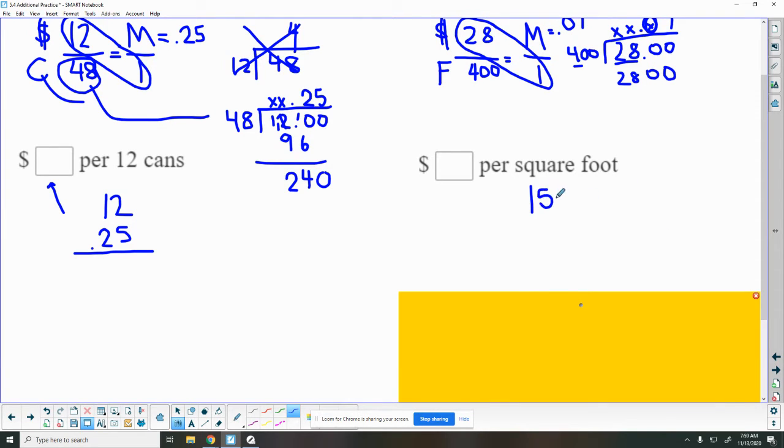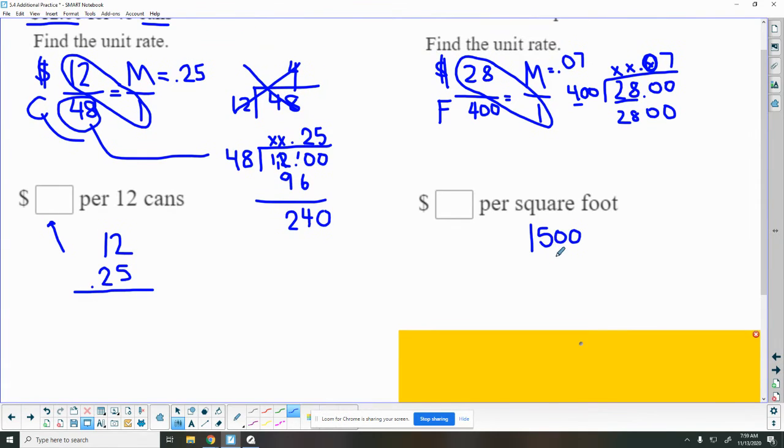So now, I pulled the wrong problem. It wants to know how much 1,500 square feet are. So I take my unit rate of 7 cents per foot, times it by 1,500, and that will tell me how much 1,500 square feet would cost. So remember, even if the number is big, it's okay. It can go on the outside.